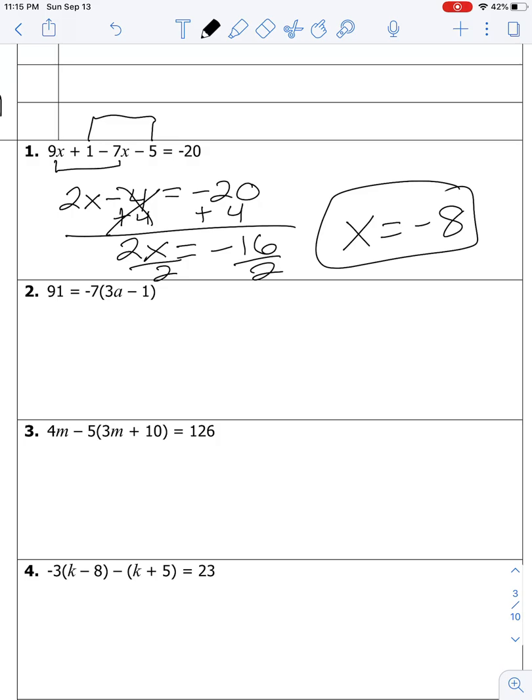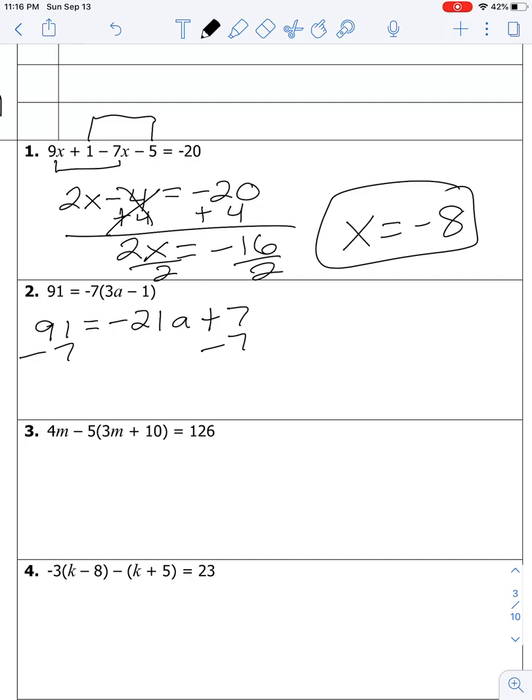All right, going to number 2. What we've got is a negative 7 right beside a parenthesis, so we know we need to distribute. I'm just going to drop this 91 down, and then I'm going to take negative 7 and distribute it. So negative 7 times 3a is negative 21a. Negative 7 times negative 1 is positive 7. Now it just becomes a two-step equation. We're going to subtract 7.